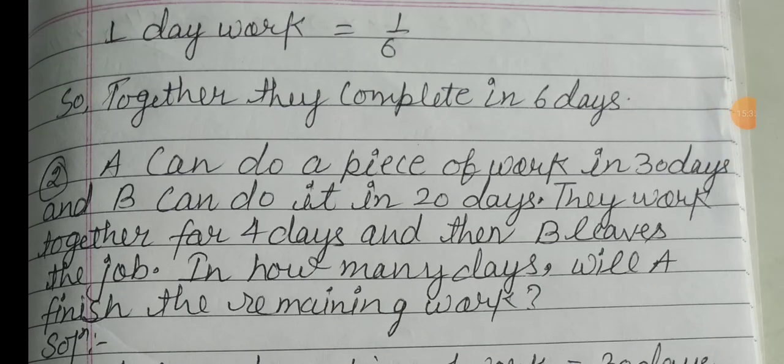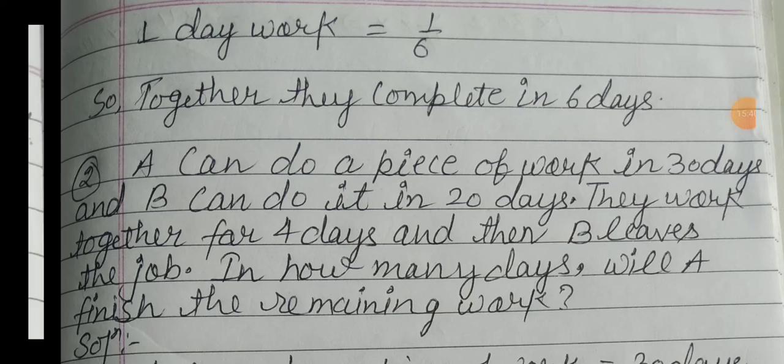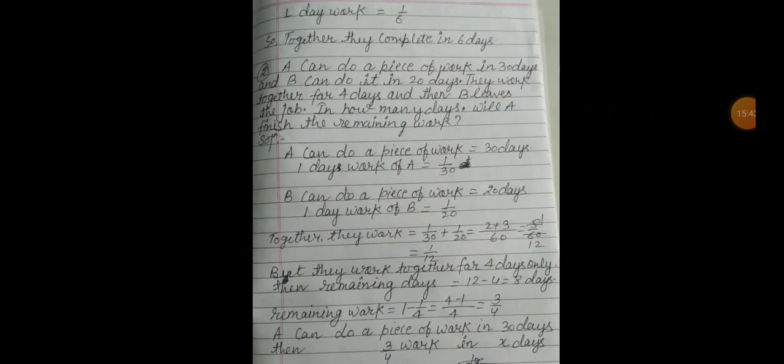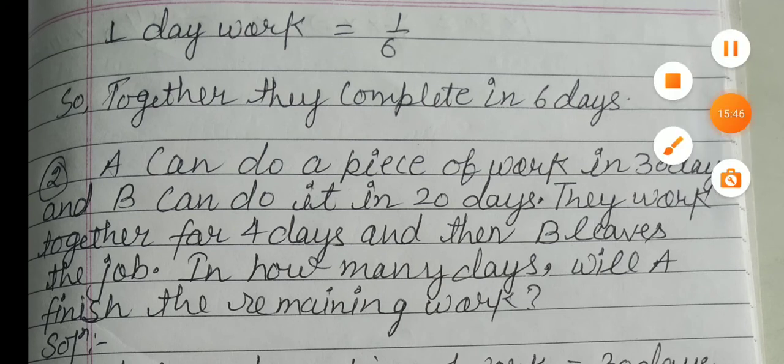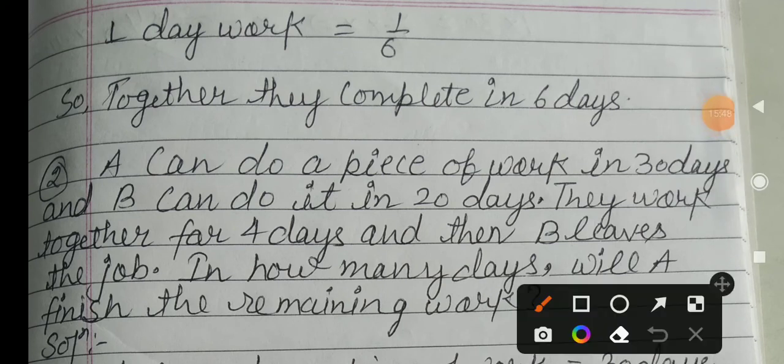So how to convert it into days? Students, if one day work is 1 upon 6, then you have to take the reciprocal of this value. Take the reciprocal of the one day work value, then you get the total days to complete that work. So together they complete it in 6 days. Because the work done is 1 upon 6 in one day, you take the reciprocal of one day work to get the days. Are you understanding how to work this question?